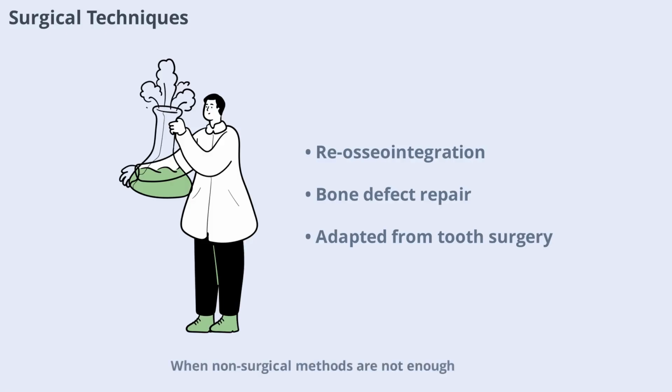When non-surgical methods are not enough, surgical techniques may be used to try to reintegrate the implant with the bone. These procedures are often adapted from those used to treat bone defects around natural teeth. The goal is to restore lost bone and create a healthier environment for the implant.